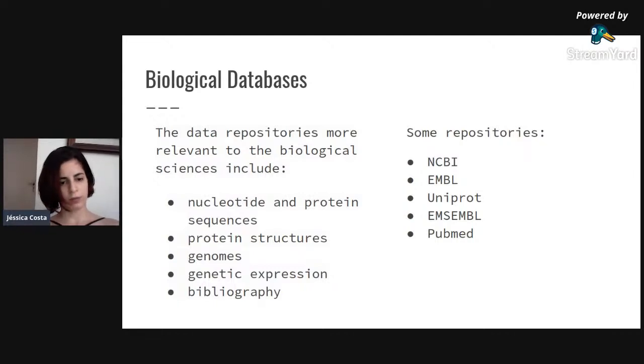And by bibliography, several studies about biological topics. I put some repositories, but we need more. But we have more. NCBI, UniProt is specific to proteins and protein structures, etc. Ensembl. PubMed is articles and research.